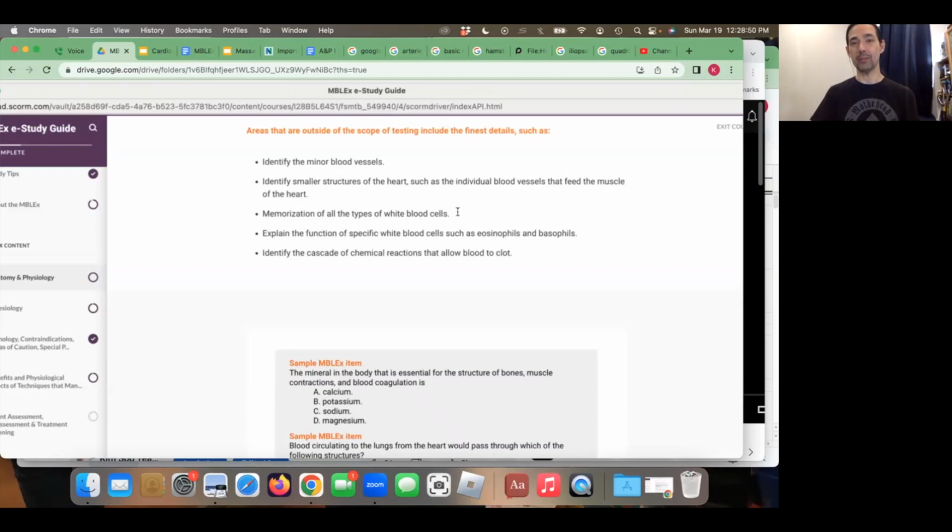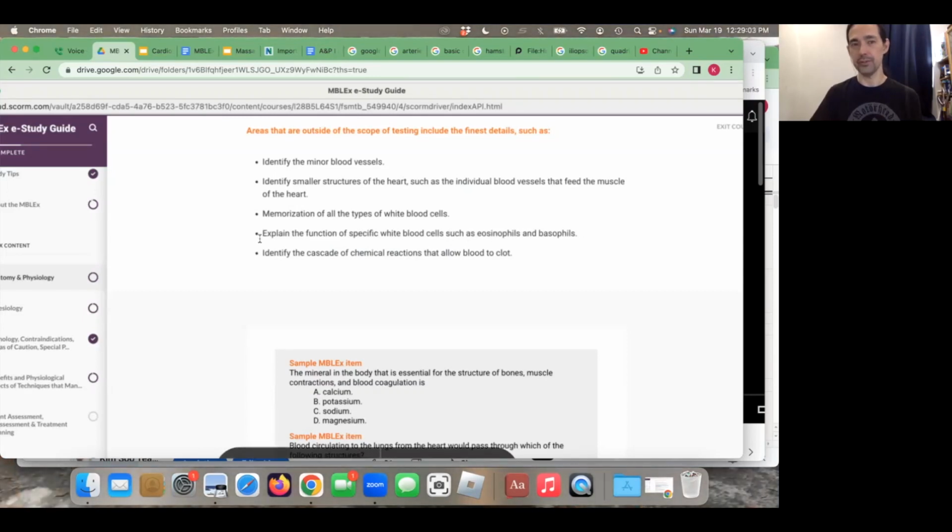All the types of white blood cells, basophils, eosinophils, T cells, killer cells. You don't have to know those. The function of specific white blood cells like eosinophils and basophils, you don't have to know those. So you don't have to know that they exist. You don't have to know the function.